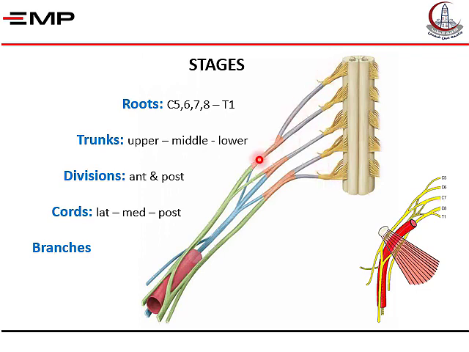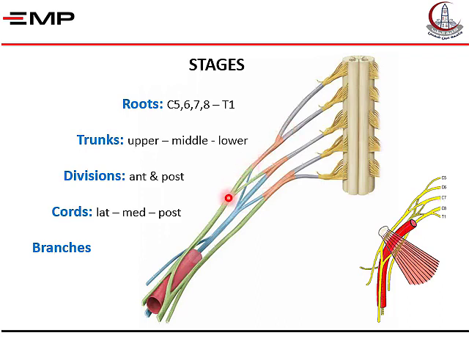C5 and 6 unite together to form the upper trunk. 7 alone makes the middle trunk. C8 and T1 unite to form the lower trunk. The trunks divide. Each trunk gives an anterior division and a posterior division. The anterior are in green, the posterior are in blue in this diagram.